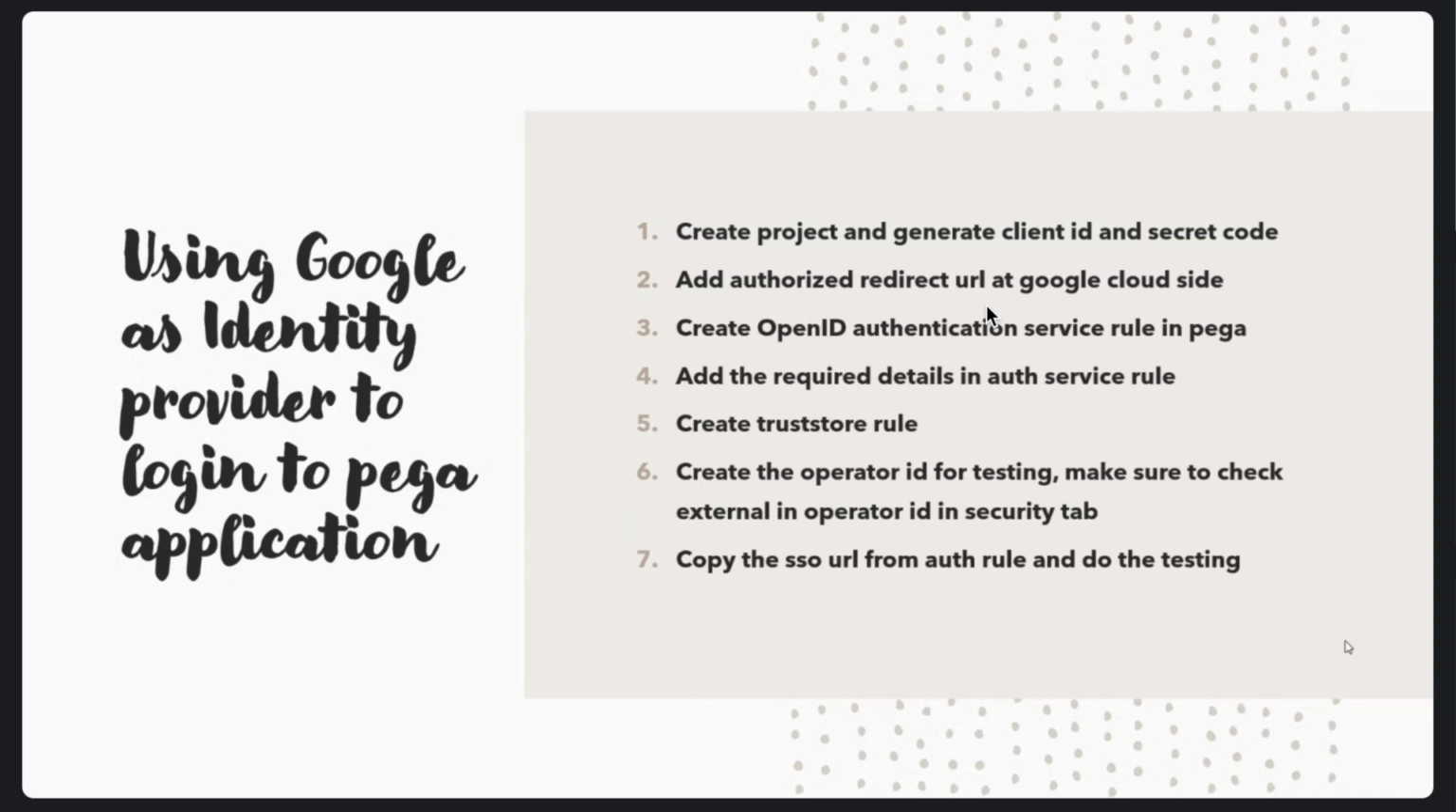So the first two steps we need to perform at the Google Cloud site. From the third step we will come back to Pega. So first we'll create the OpenID authentication service rule in Pega. So this is the first step.